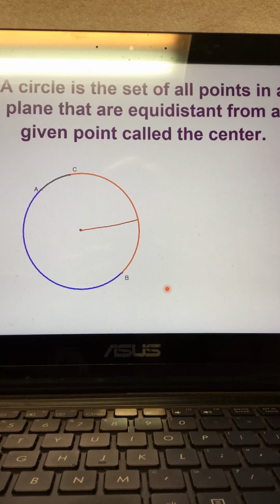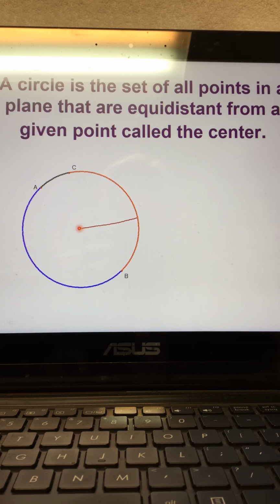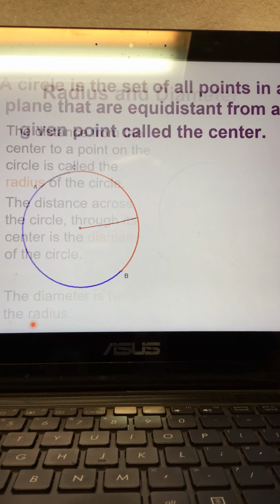Okay, a circle is the set of all points in a plane that are equidistant from a given point called the center. Here is my center. The center is a single point. And every point on this circular path is a point on the circle. Each one of them is the same distance from the center to the edge. And we're going to find out on the next slide what you call that equidistance.